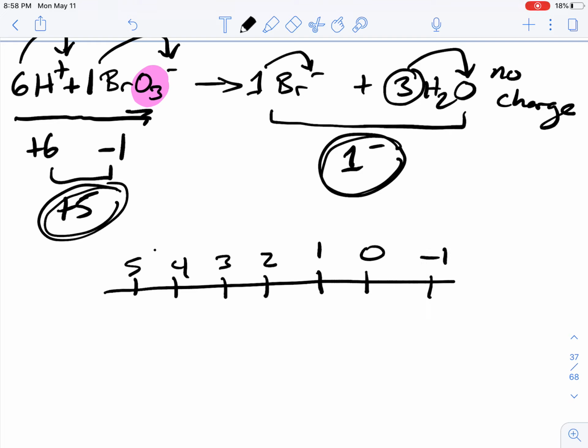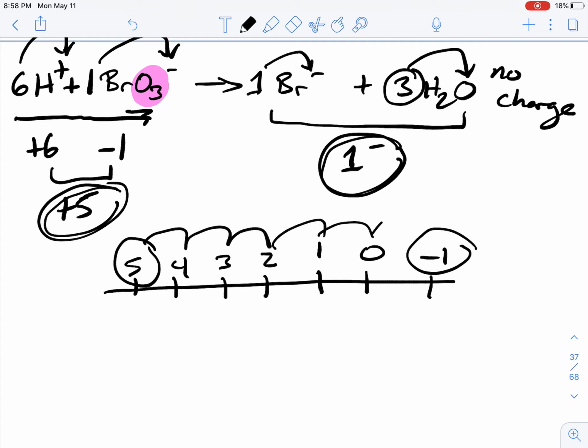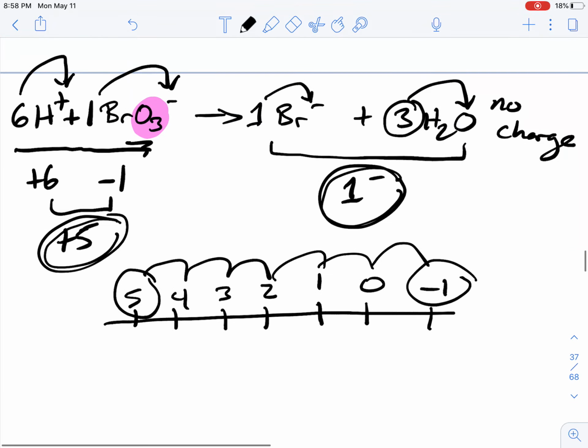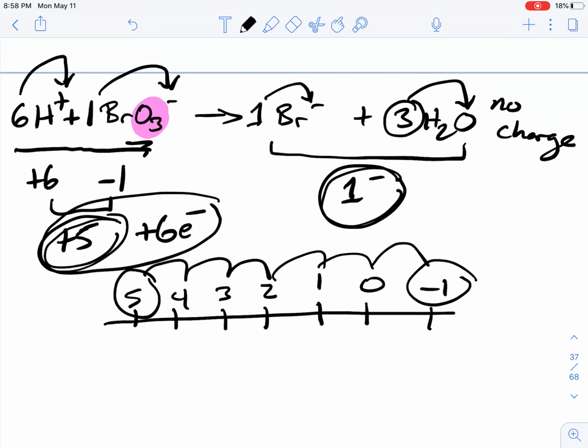For me to go from 5 to negative 1, I need 1, 2, 3, 4, 5, 6 electrons. So I'm going to add 6 electrons on the left-hand side so that the sum of this is equal to negative 1. So we're just trying to balance both of those charges. This is the reason why it's super important that you write every single charge that is present in your equation. And that's typically where a lot of students fall victim.